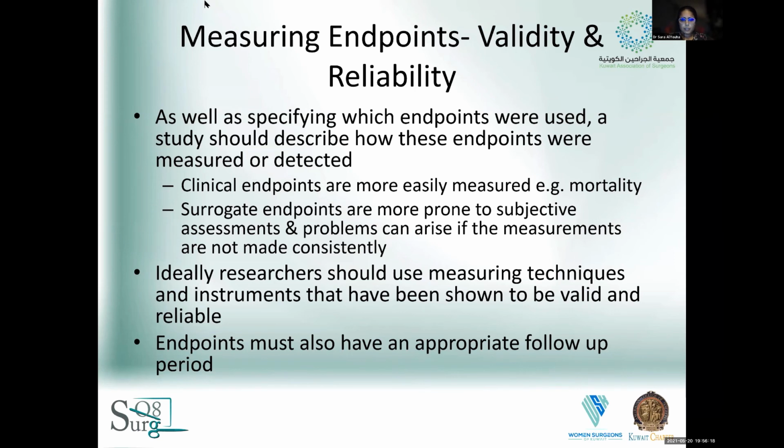So ideally, researchers should use measuring techniques and instruments that have been shown to be valid and reliable, especially if you're going to use questionnaires. You can't pick a random questionnaire or just make up a questionnaire. It's better for your research design if you use something that's been validated, okay? And endpoints must also have an appropriate follow-up. There's no point looking at mortality and measuring it for 3 days. You have to have 30-day, 60-day, 1-year follow-up, depending on what you're looking at.